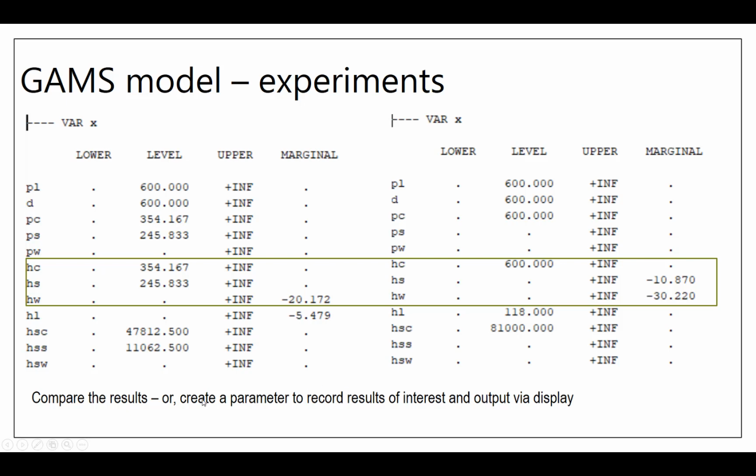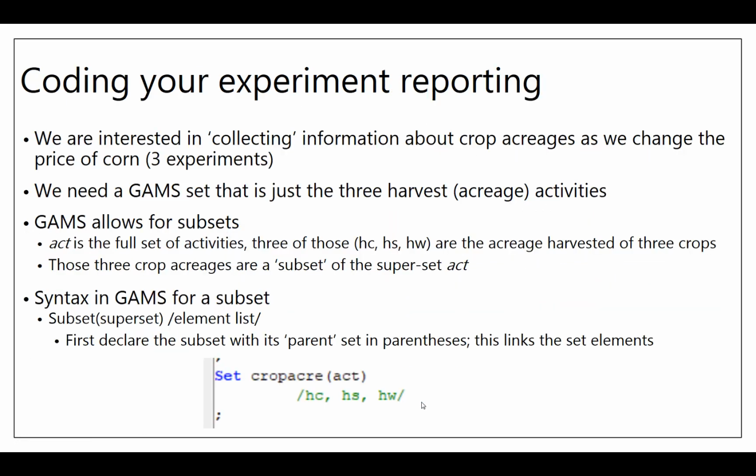Or we could, to compare the results, we just create a parameter to record the results of interest every time that we run a new scenario. And so we are interested in collecting that information. We want to know the crop acreages as we change the price of corn. We have 3 experiments, 3 basis changes for corn. And so we could build a set that is just those 3 harvest activities.